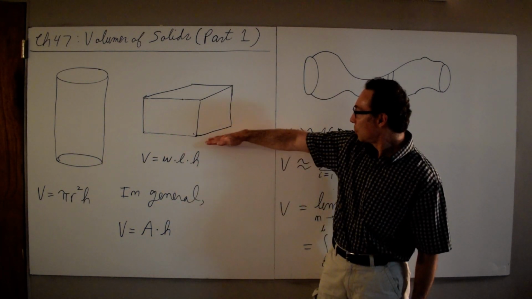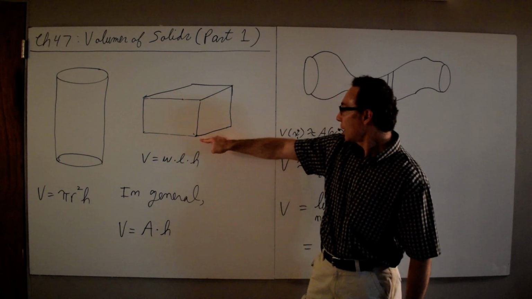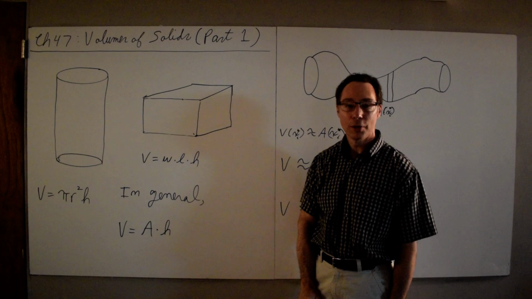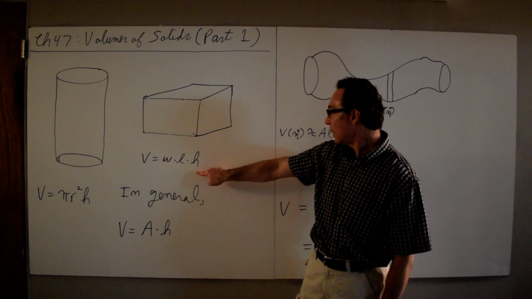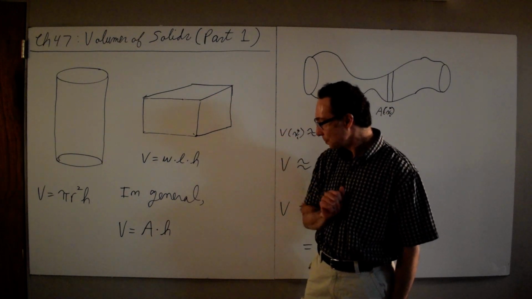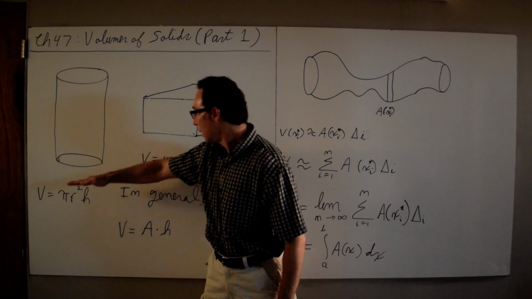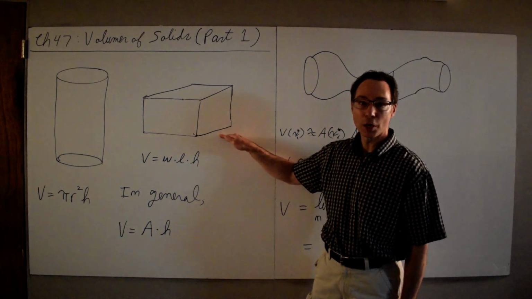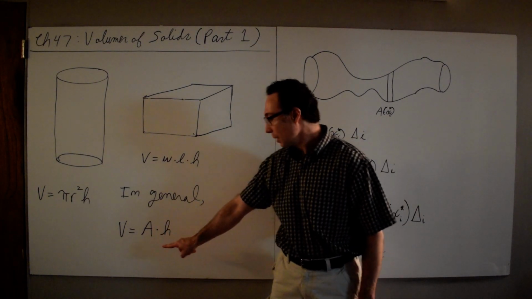Another very familiar object is a rectangular prism. The base is a rectangle, the top is a rectangle of the same size, and if you slice it anywhere along here, you see the same rectangle. The volume is width times length times height. Width times length is the area of the base, and then we multiply by the height. With the cylinder, we had a similar thing. Pi r squared is the area of the base, then we multiply by the height. In general, that's how you calculate the volumes of nice objects. So in general, volume is the area of the base times the height.